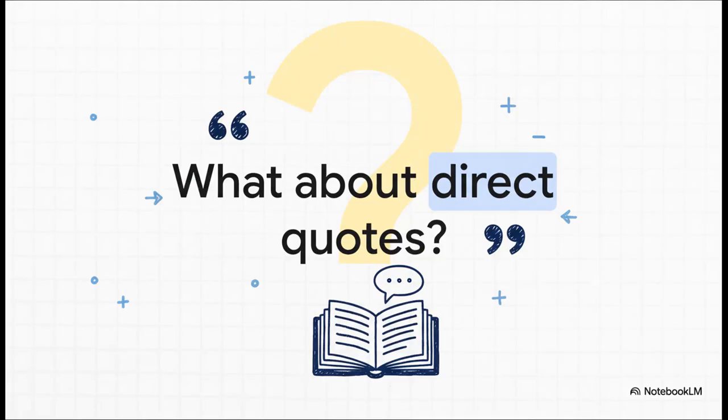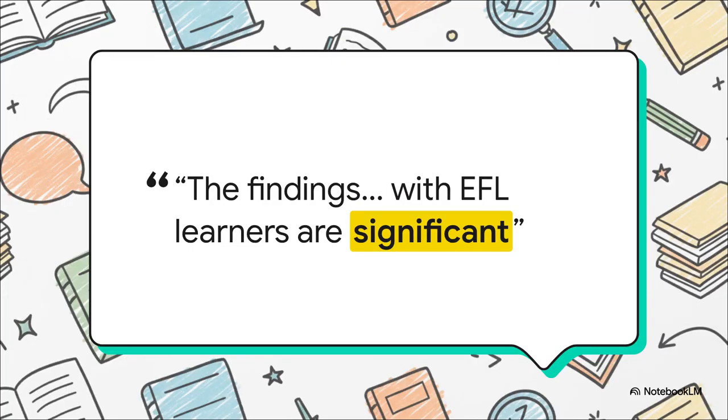Okay, that's all well and good for when you're summarizing or paraphrasing. But what happens when you use someone's exact words? Well, the rule changes just a little bit. And this is a big one. Anytime you use a direct quote, word for word, you absolutely have to include the page number.